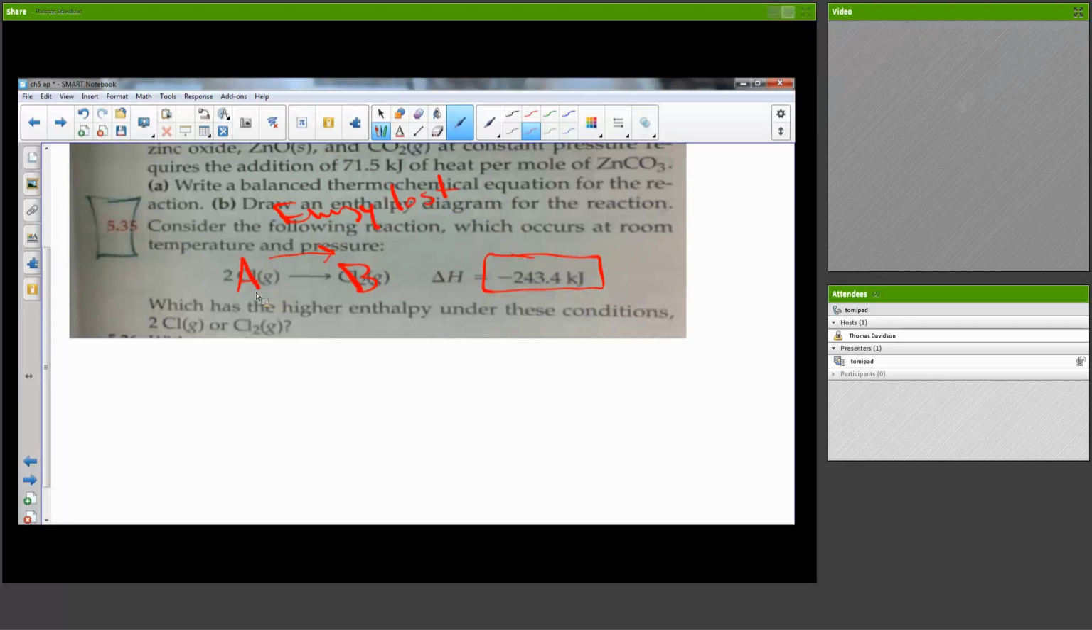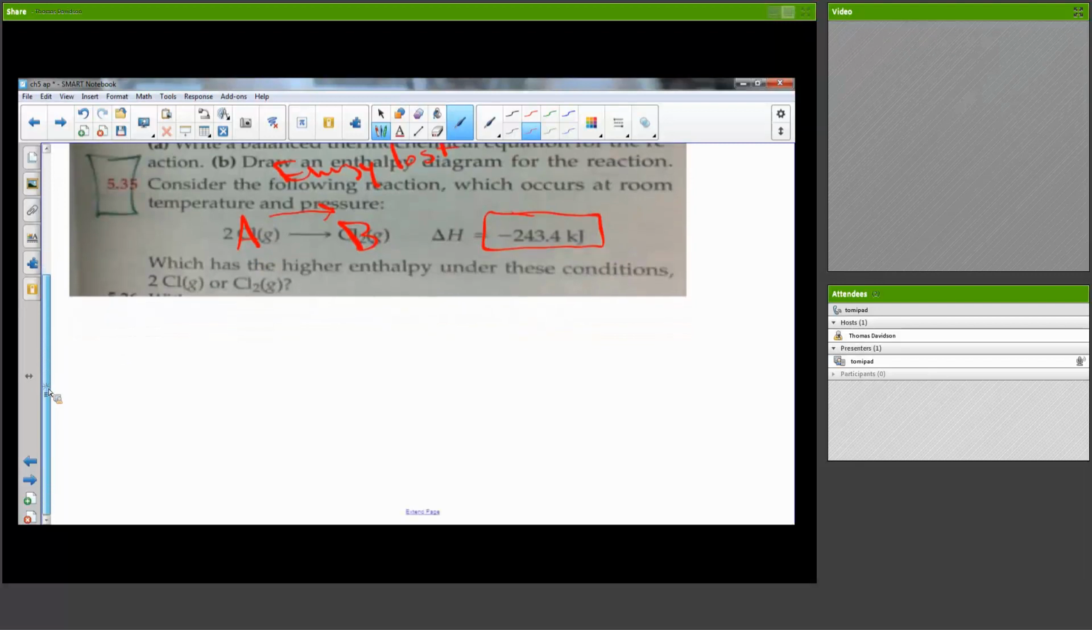Now, I don't remember how far we got yesterday, but did we talk about how the change in enthalpy is equal to the enthalpy of products minus the enthalpy of reactants? That was the last thing we did. Okay, so, well, here you go.